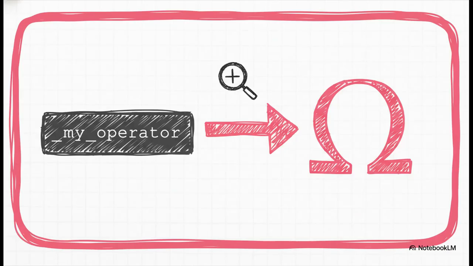So, for instance, a line of code like this one just creates a simple alias. It tells the compiler, from this point on, that inverted omega symbol, it's just a stand-in, a shortcut for my logic called _my_operator. That's it. It's that straightforward.